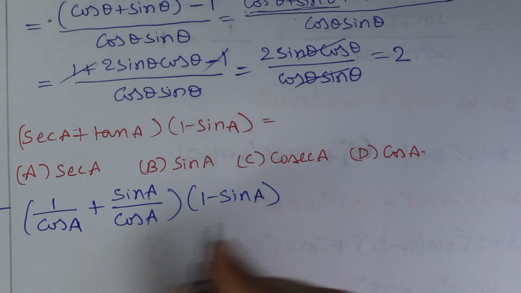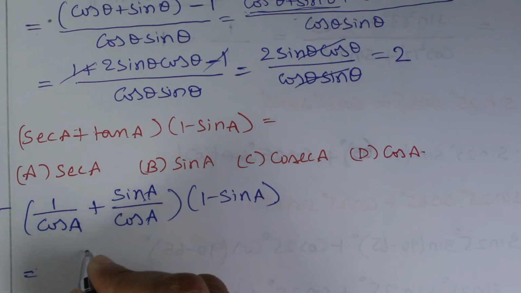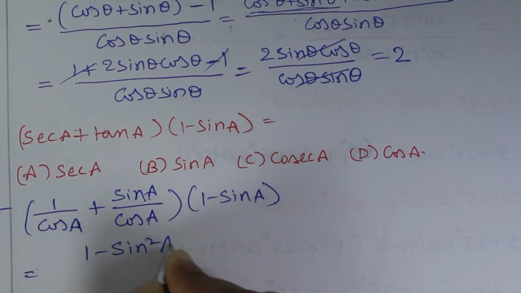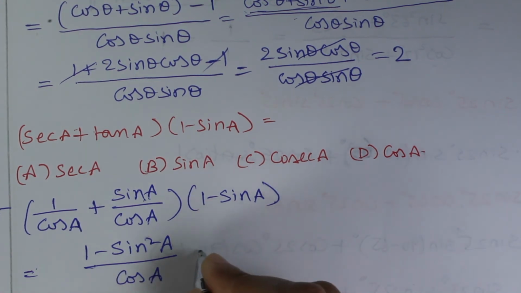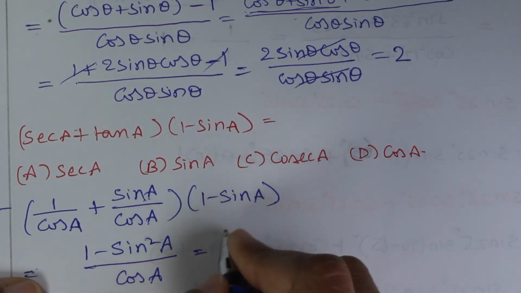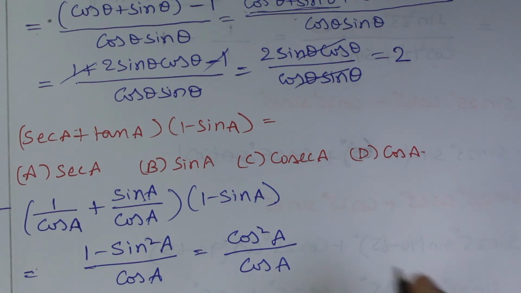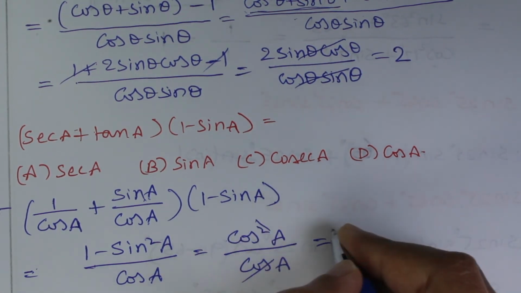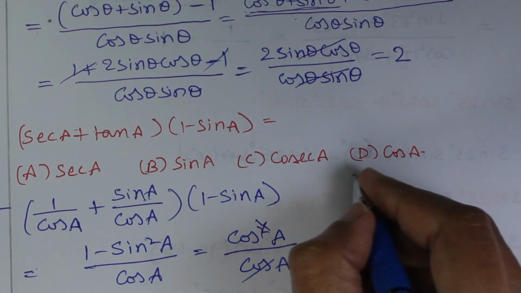This is equal to 1 plus sin A into 1 minus sin A. That is equal to 1 minus sin square A divided by cos A. What is 1 minus sin square A? Cos square A. Why? Cos square A plus sin square A is equal to 1, right? So cos square A becomes 1 minus sin square A. Cos square A divided by cos A is equal to cos A. So the answer is D.